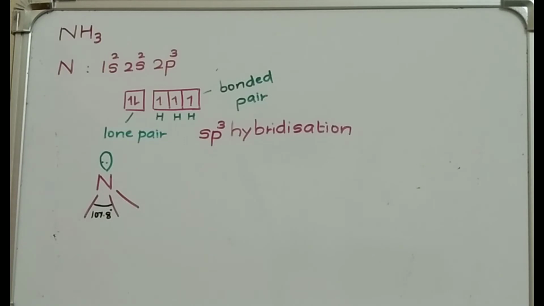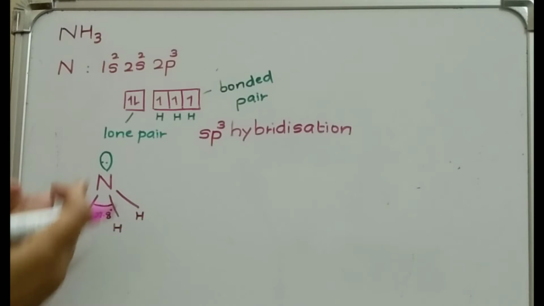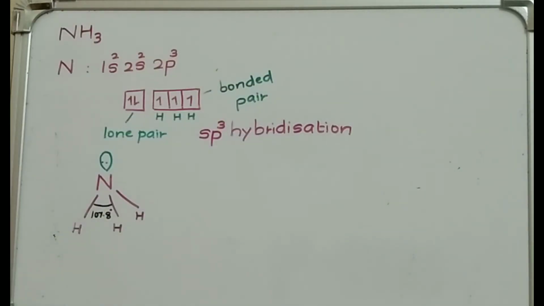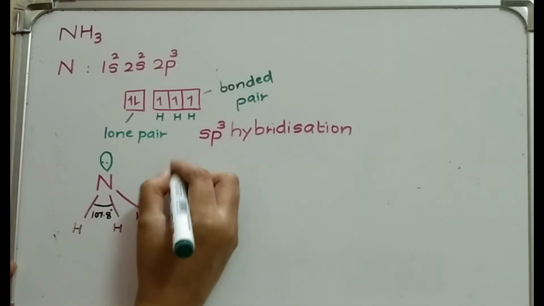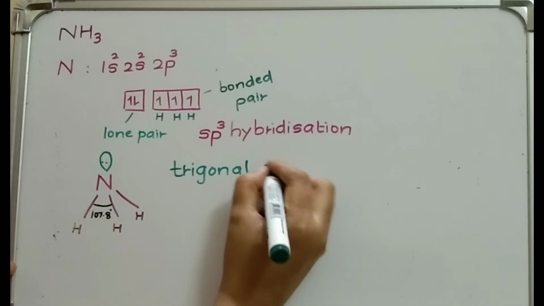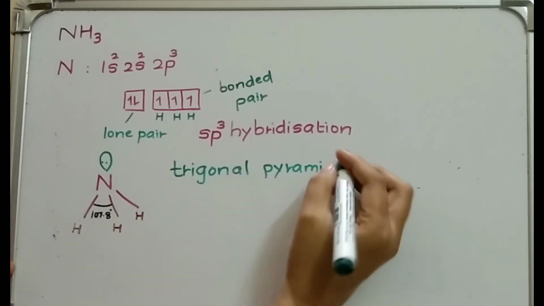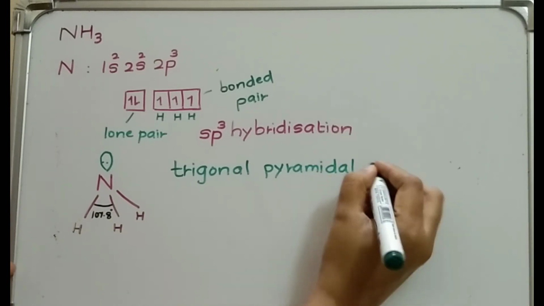Correct, and everywhere I will write here hydrogen, hydrogen, hydrogen. So you can see 3 bonded pairs of electrons and 1 lone pair of electrons. It is giving sp3 hybridization. Correct, and what will be the shape here, the structure or the geometry of this molecule? It is pyramidal shape, trigonal pyramidal shape. The geometry of ammonia is trigonal pyramidal shape.